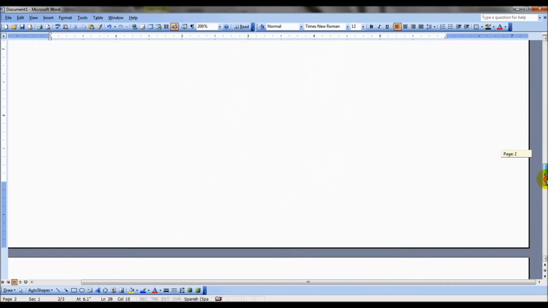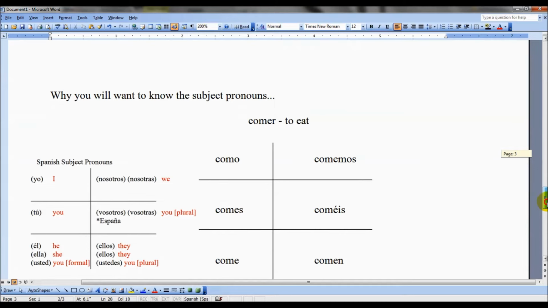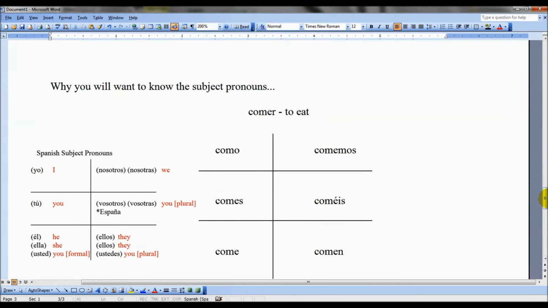I'm going to go down a little bit here further, and I'm going to show you why this is super important to know these subject pronouns. So here's the subject pronoun chart over here. Now let's look at this verb right here. We have the verb comer. This video isn't about the verb comer, but I'm going to show you why this is super important.